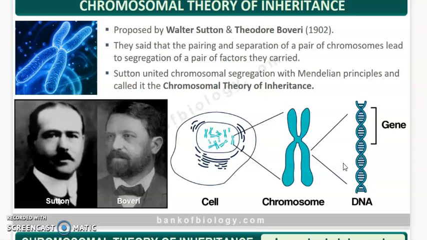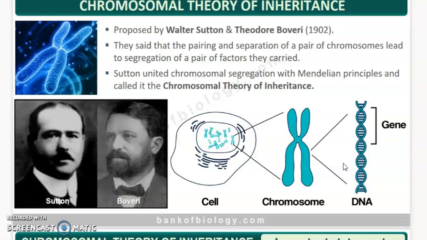Walter Sutton and Theodore Boveri, two noted scientists, noted that the behavior of chromosomes was parallel to the behavior of genes. These two people identified that the chromosome was acting very parallel to the behavior of the genes, and they used chromosome movement to explain Mendel's law.